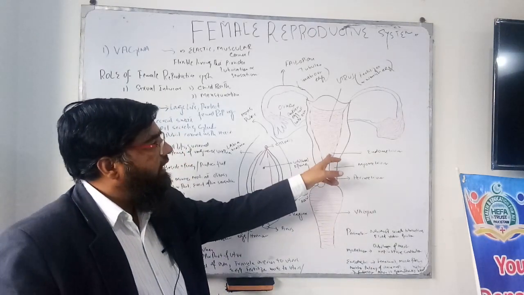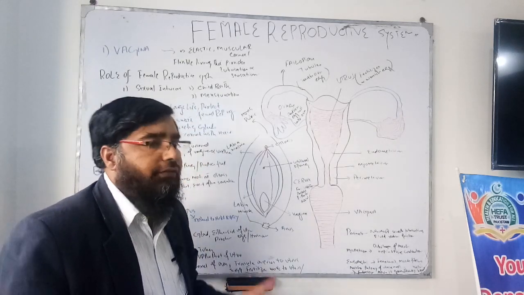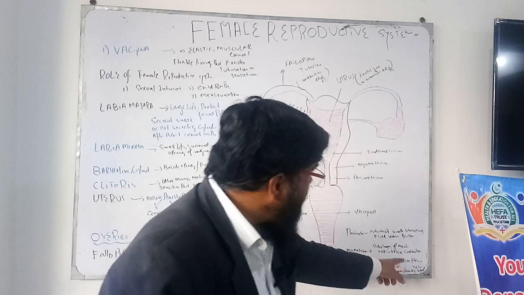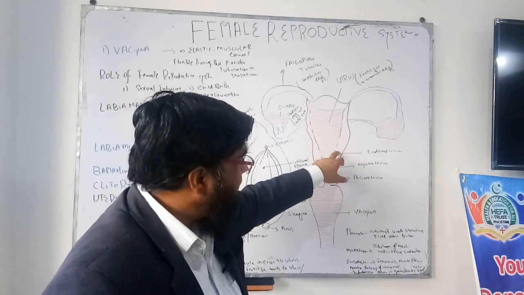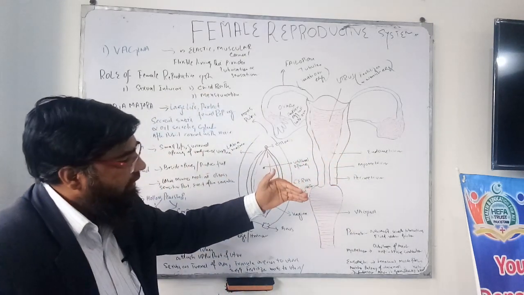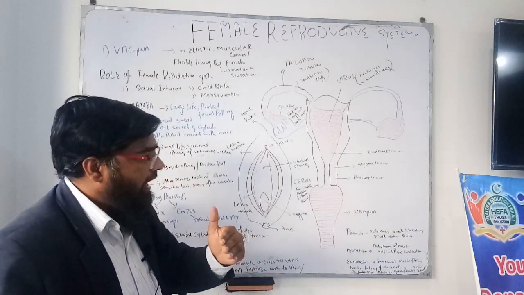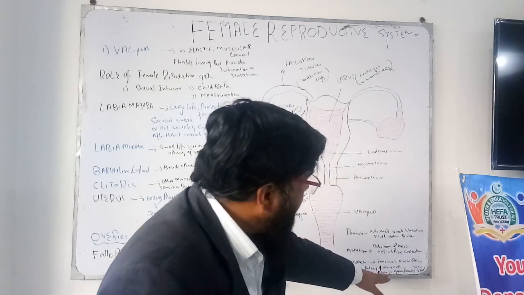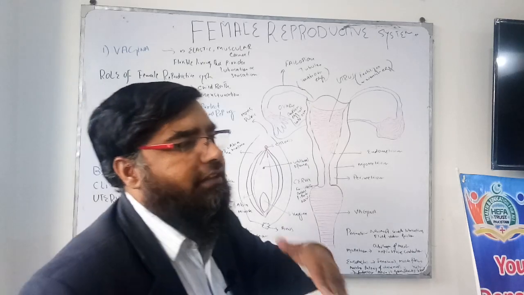And the innermost layer is called endometrium. Now, what is the function of the endometrium? The endometrium is the innermost layer, and muscle fibers are located here. It helps in the patency of the uterine wall, and it grows thick and blood capillaries reach here.